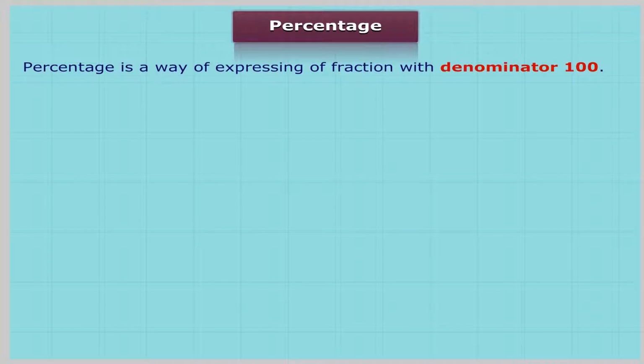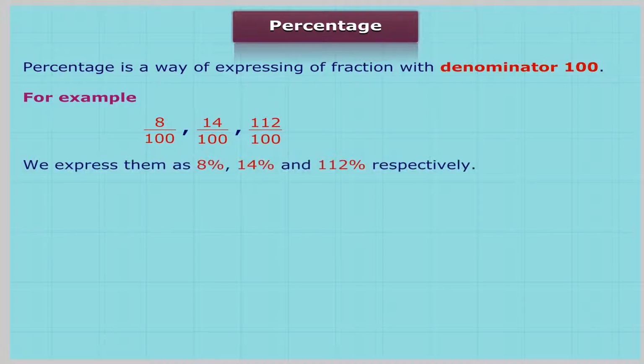Percentage. Percentage is a way of expressing a fraction with denominator 100. For example, 8 upon 100, 14 upon 100, 112 upon 100. We express them as 8%, 14%, and 112% respectively. Here, percent means per hundred.